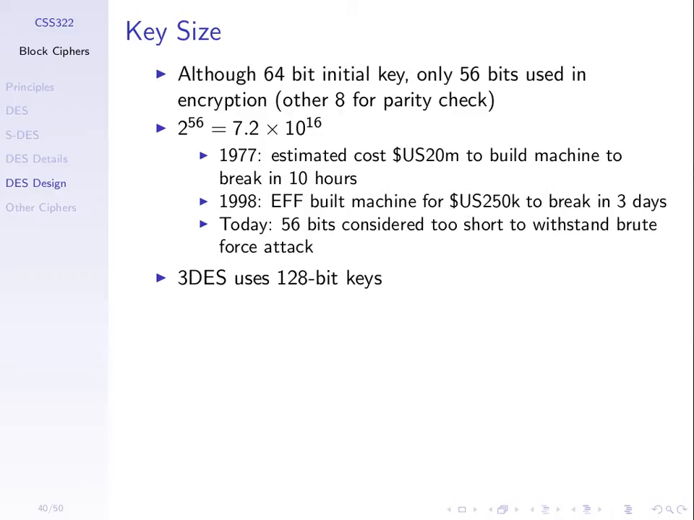In 1977, someone designed, they didn't build it, they designed or estimated a machine that would break DES in about 10 hours if it cost $20 million. So that's, what, 40 years ago. In 1998, the Electronic Frontier Foundation built a machine that cost $250,000 and they broke it in 3 days. So a brute force, dedicated hardware to try DES keys. They did it in about 3 days. Today it's considered too short to withstand brute force attacks. 56 bits is not long enough.